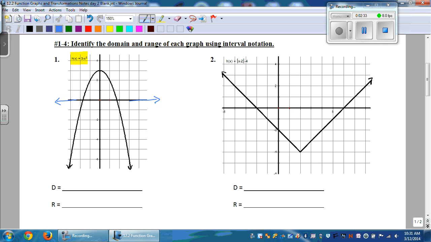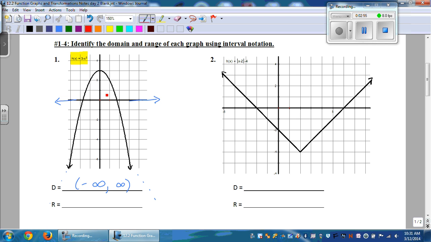So when I look at it, how far to the left is this graph going? To me, it's going to keep going, keep going, keep going on forever. So the smallest value we have is negative infinity. And it's going to keep going to the right. So it's positive infinity for the other way.